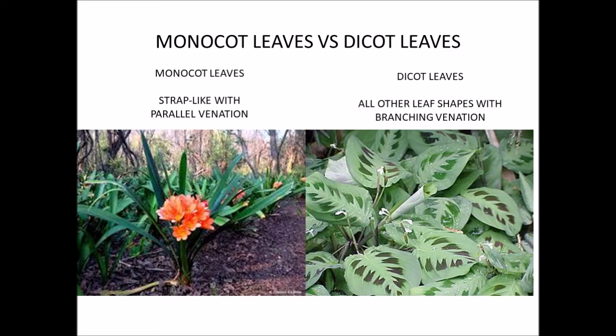And typical of the monocot leaves, they are strap-like with parallel venation. So all the plants with strap-like leaves are going to be monocots, including all the grasses, all the bulb plants such as lilies, etc., and amaryllis, and one can also include the palm trees. Whereas dicot leaves would include all other leaf shapes with branching venation. So they would be typical of pretty much any other leaf type that one would be familiar with.